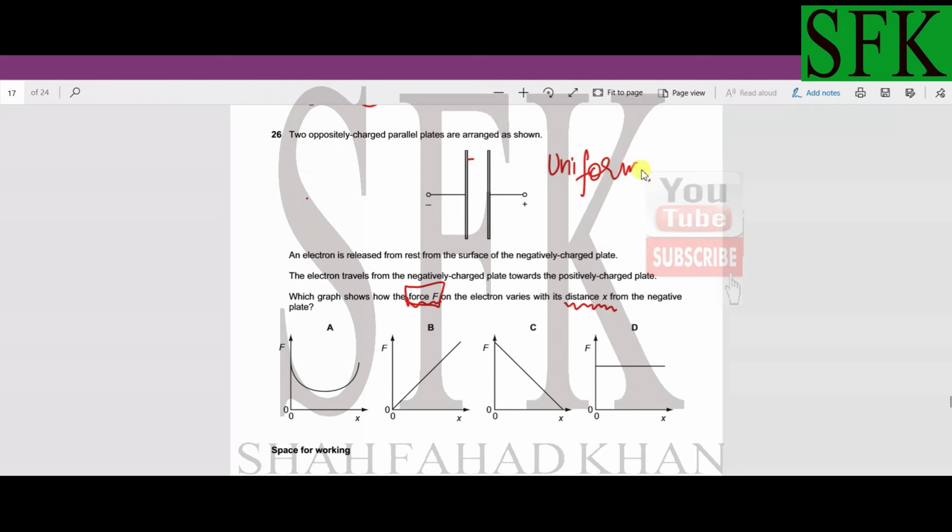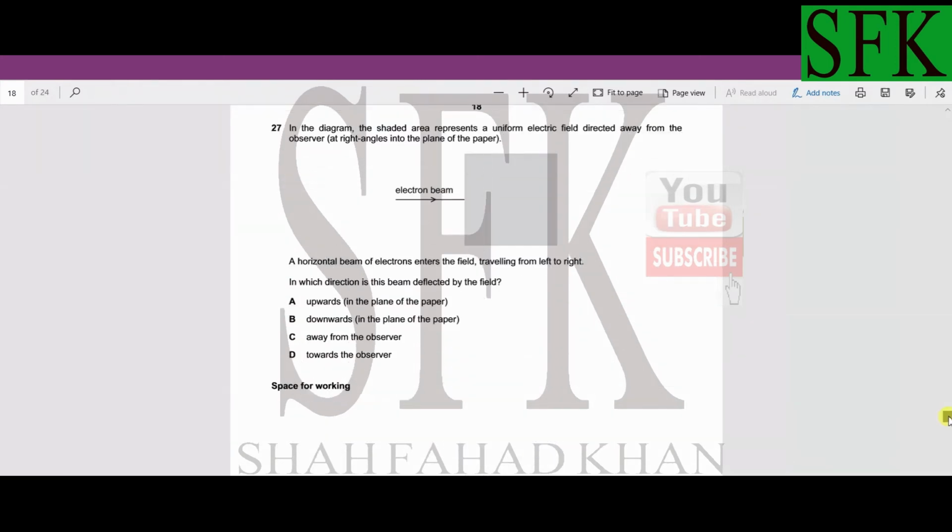A uniform electric field would mean that at any point in this field, the magnitude of the force on the charged particle will be constant. So the force will stay constant, and option D is the correct answer. Moving on to the next MCQ, 27.